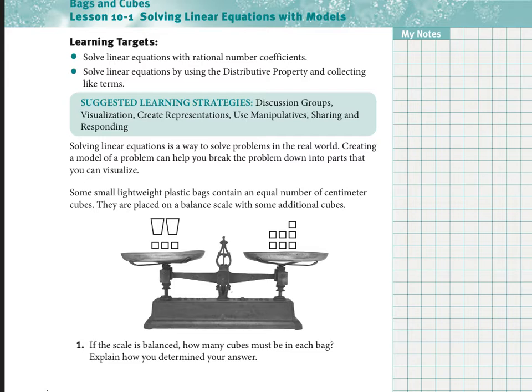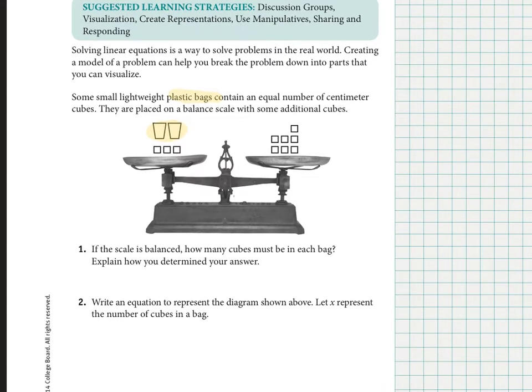Okay, so just to make sure we're clear on what they're doing here, the bags are these two, okay? And then the little centimeter cubes are just the cubes. Okay, so if the scale is balanced, how many cubes must be in each bag? So let's think about that. If both sides of the scale are the same or equal, if it's balanced, how many cubes would be in each bag?